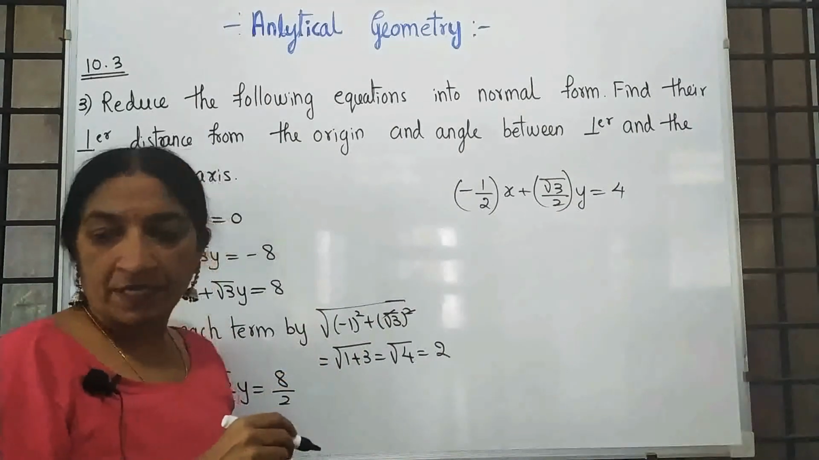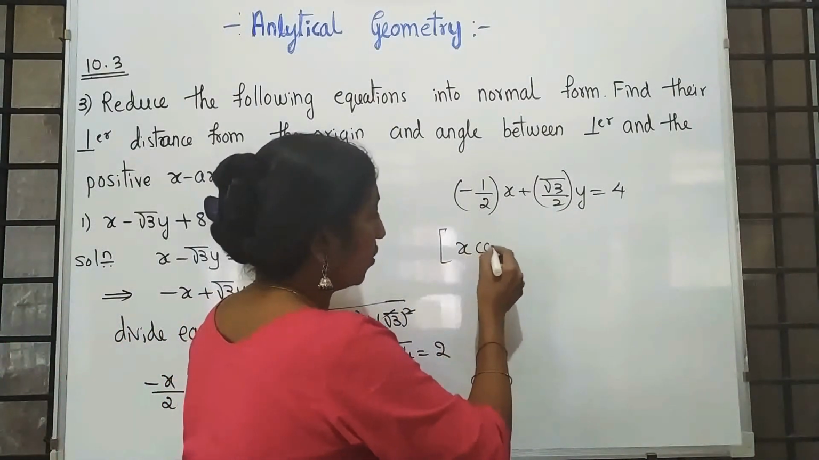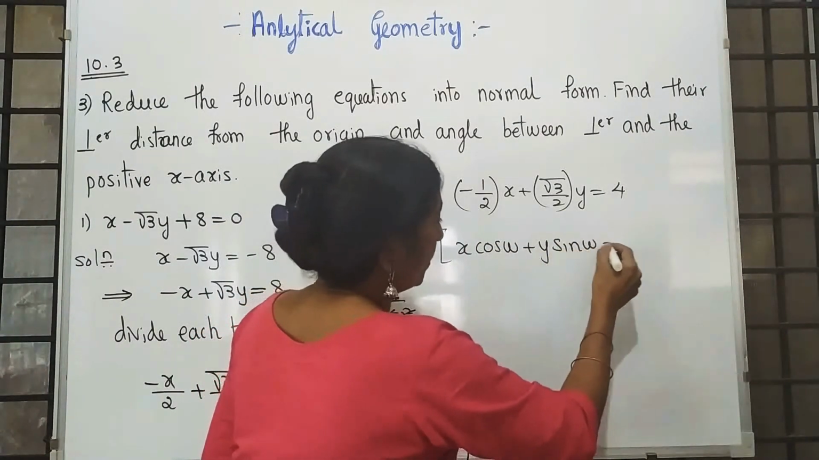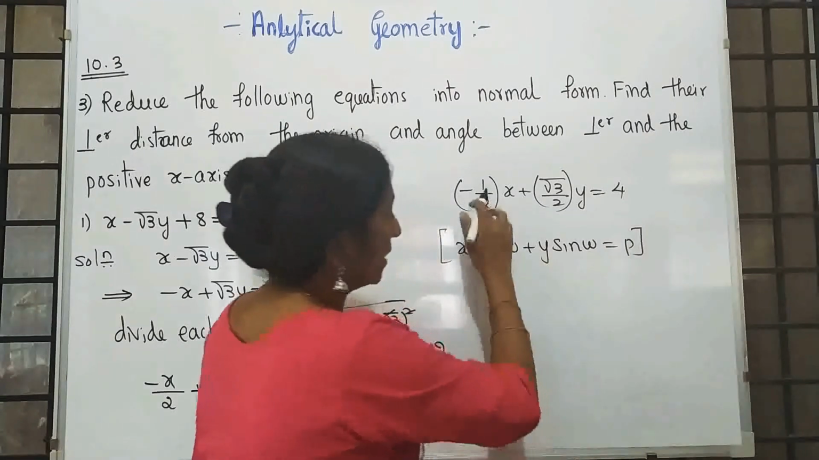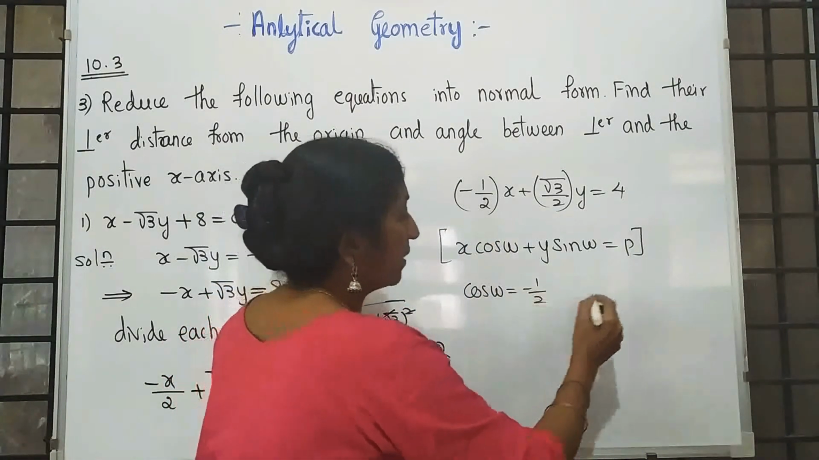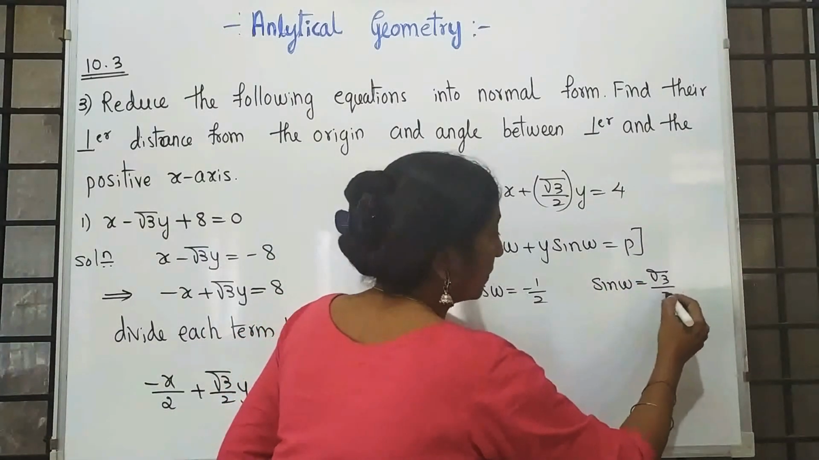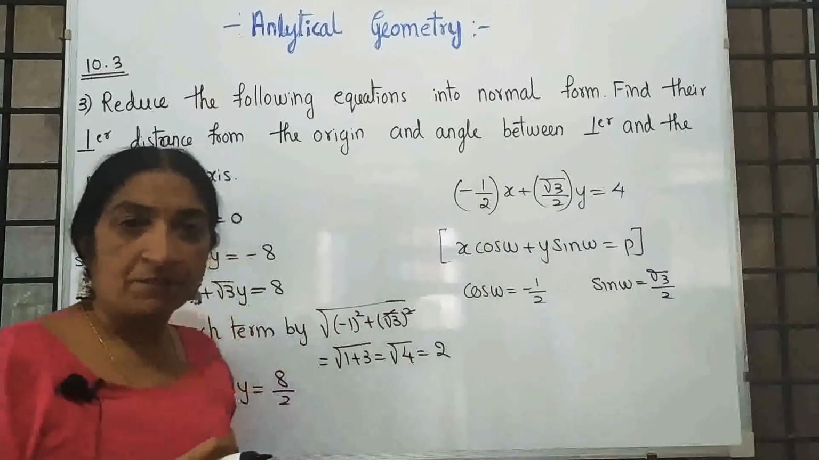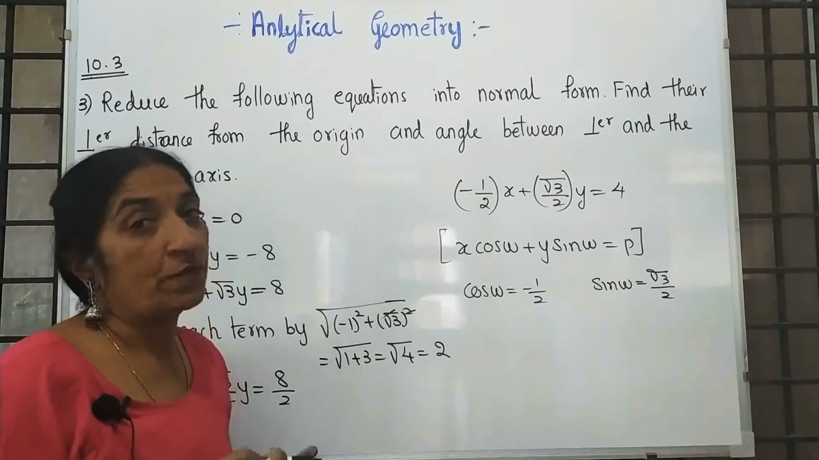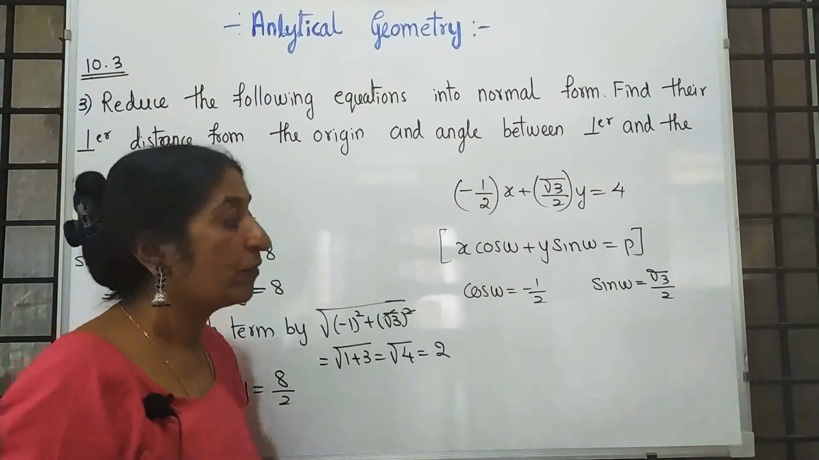Now we are comparing this with the equation x cos omega plus y sin omega is equal to p. That means cos omega is minus half and sin omega is equal to root 3 by 2. Remember, these values should be the same. Sin is positive, cos is negative, means obviously they lie in the second quadrant. We have to write the equivalent values.